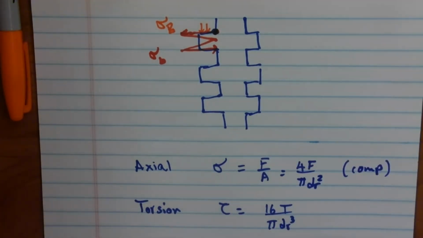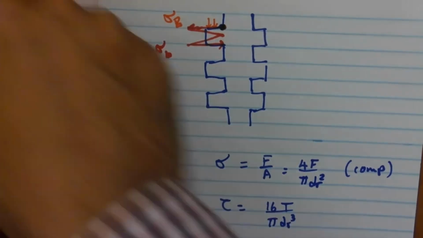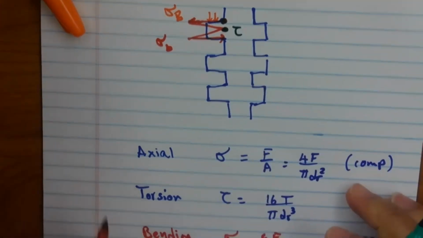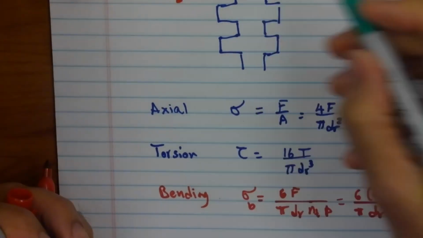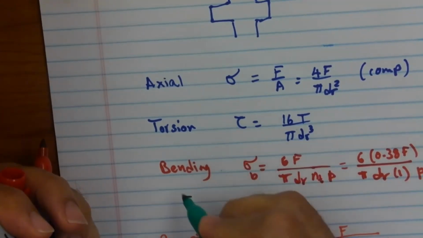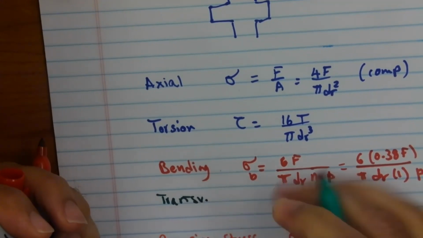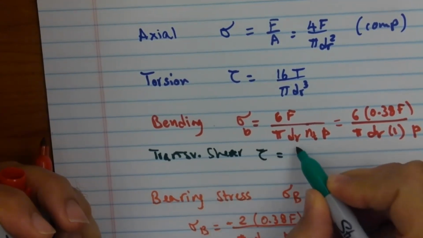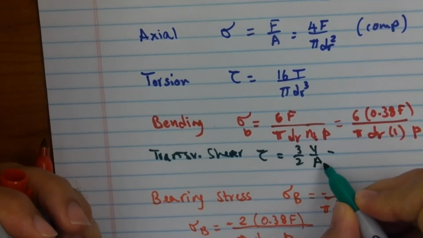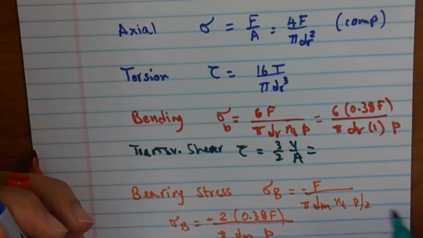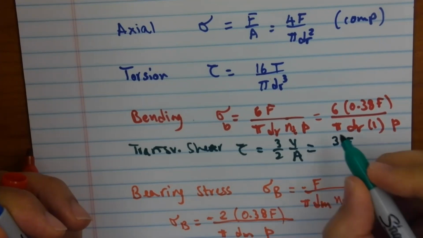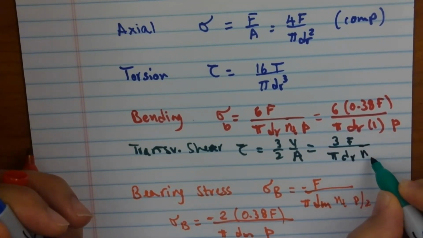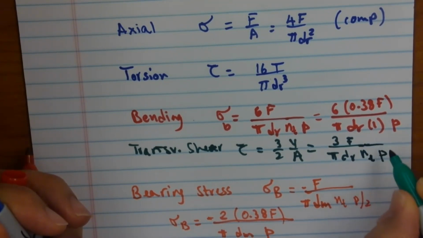With the bending, we get a transverse shear stress, but that transverse shear stress maximum is right at the center. So right here where this green point is, I have another tau in green, and this tau, maybe I should say transverse shear, tau is equal to 3/2 V/A, which is equal to 3F divided by pi dr NT threads engaged multiplied by P.